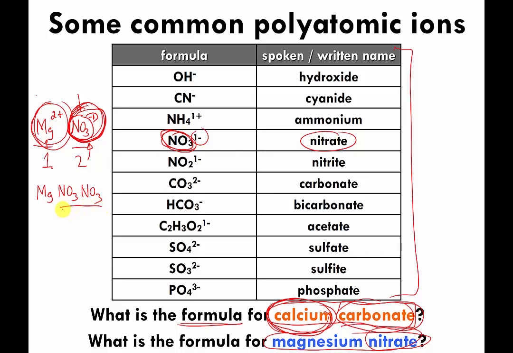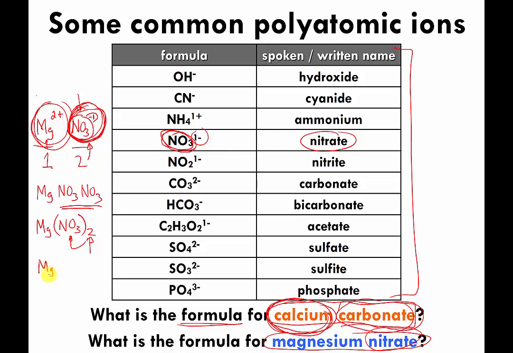People usually don't write this twice because they think it's tedious. What they do is they do this instead. They write Mg, there's only 1 Mg, NO3. They put parentheses around the NO3, and then they put a 2 outside of the parentheses. This 2 means 2 sets of whatever is inside of the parentheses. So this is the more common way of writing the formula for magnesium nitrate.